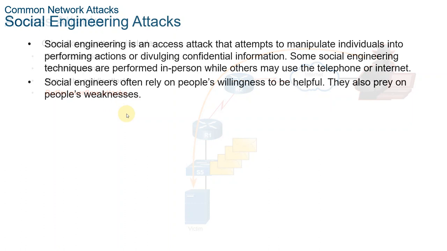All right, so the next one would be social engineering attacks. Social engineering is an access attack that attempts to manipulate individuals into performing actions or divulging confidential information. Some social engineering techniques are performed in person, while others may use telephone or the internet. Social engineers often rely on people's willingness to be helpful. They also prey on people's weaknesses.